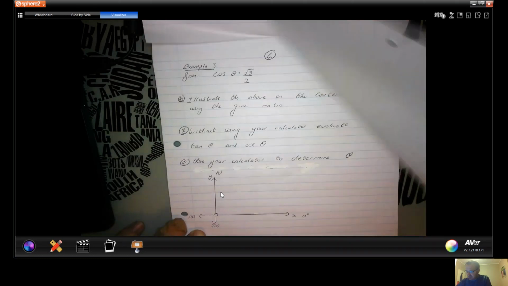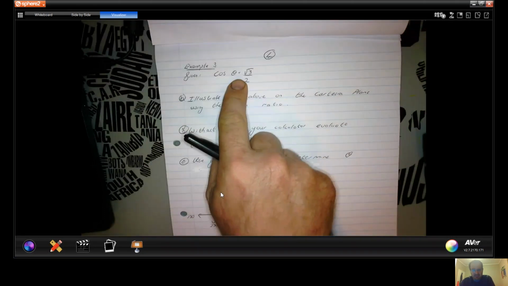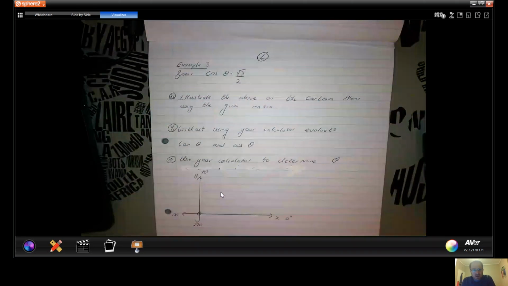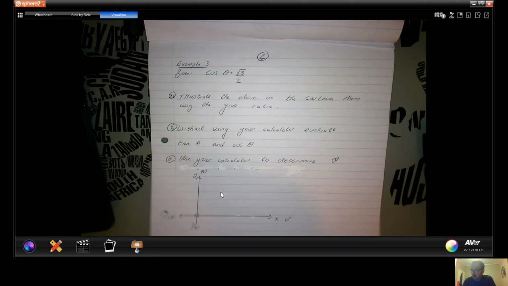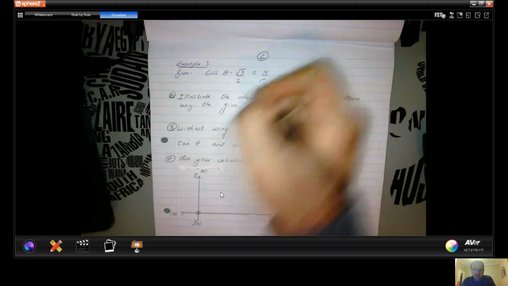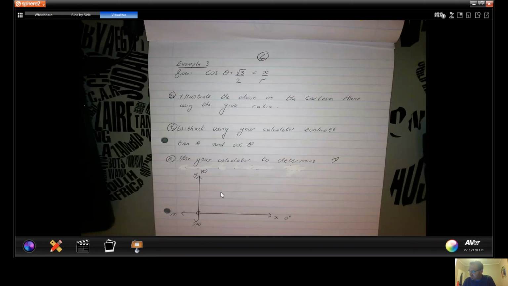All right. Example 3 says, given cos theta is equal to root 3 over 2. So they don't give us the size of the angle now, right? It then says, illustrate the above on the Cartesian plane using the given ratio. So we don't know the size of the angle, but Francis, what do we know cos is the ratio of? Good, cos is the ratio of the x-coordinate over the radius. So we don't know where that angle is.